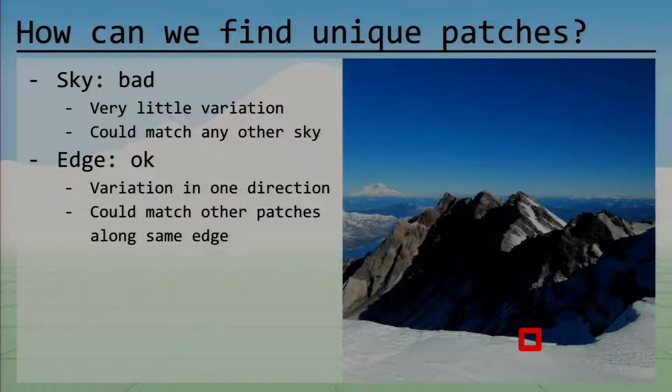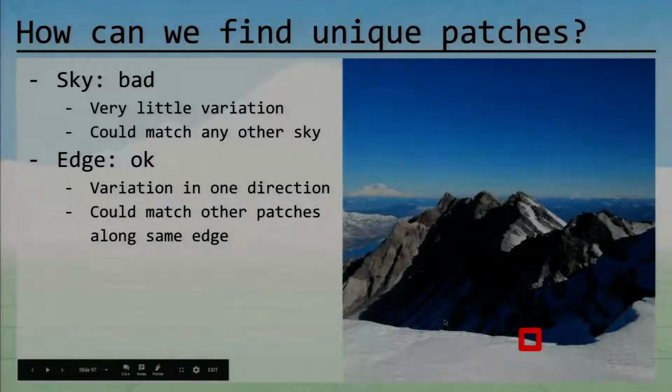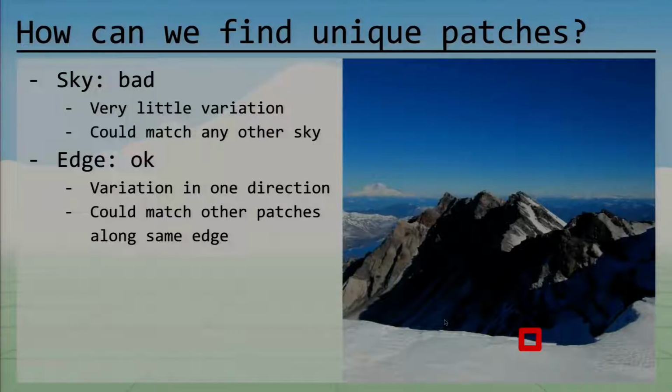Edges, sort of that might correspond to this little cornice of snow, are all right in that they have variation in one direction. So if you shift this image patch in the direction opposite that the edge goes in, it's not going to match very well. But it could match basically any other patch that's along that same edge. As long as you're just sliding along that edge, it's going to have a pretty low sum of squared difference.